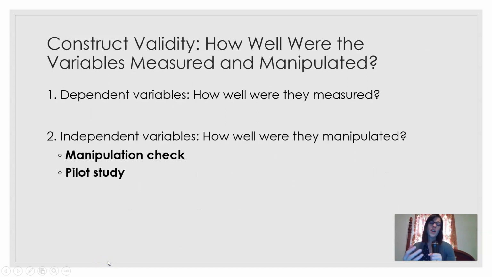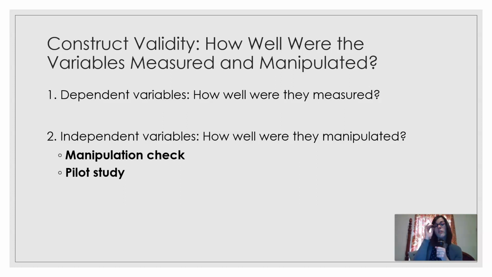So let's start by talking about construct validity. So first of all, we need to keep in mind that we are looking at 2 different variables. So for our dependent variables, we want to make sure that we've measured them well, that they're reliable, that we're recording them consistently, and so on. With independent variables, we want to see how well they're manipulated. And there are 2 different ways that we can do this. We can do this with something called a manipulation check, and we can do this with something called a pilot study.